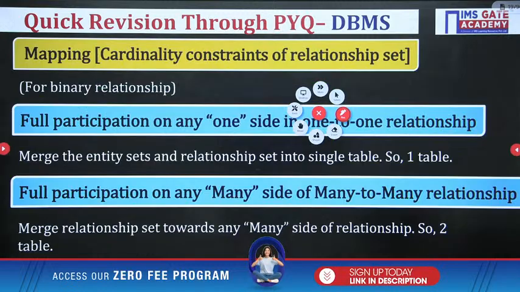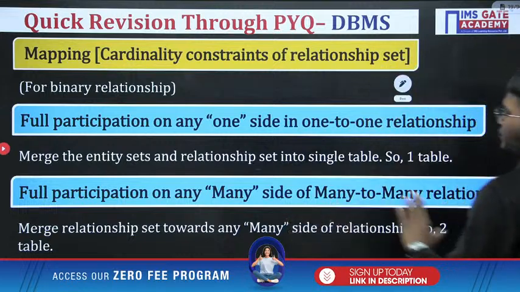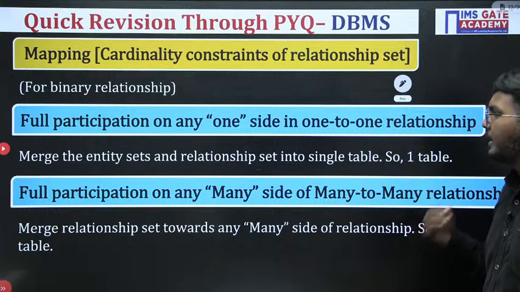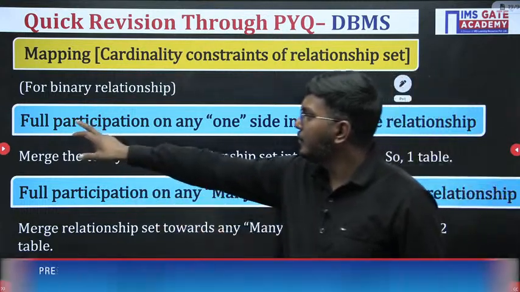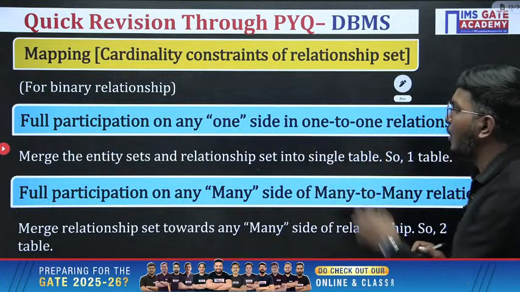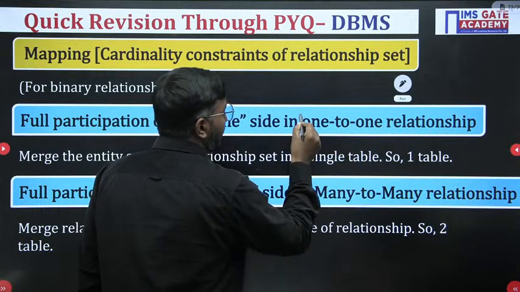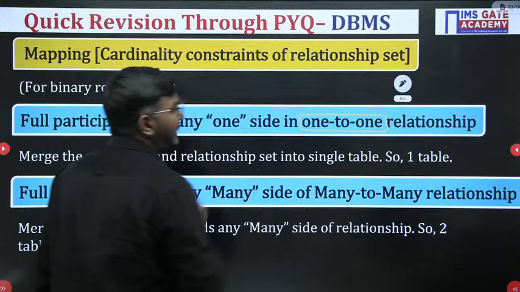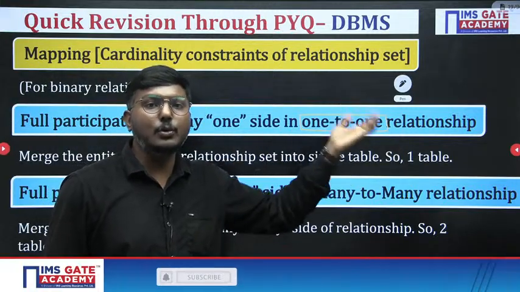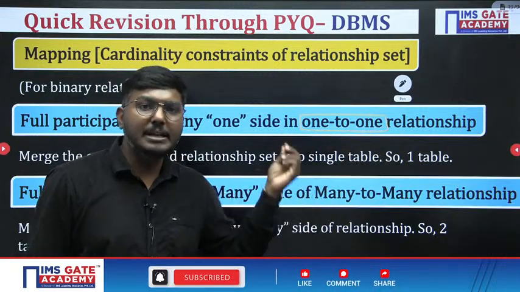Now see, the next concept. One to many is done, many to one is done here. Now let's see the second case, one to one or many to many. Full participation on any one side of a one to one mapping. If the mapping is one to one, and you take any one side, either left or right, as a total participation, then in that case, how do we find the minimum RDBMS tables?